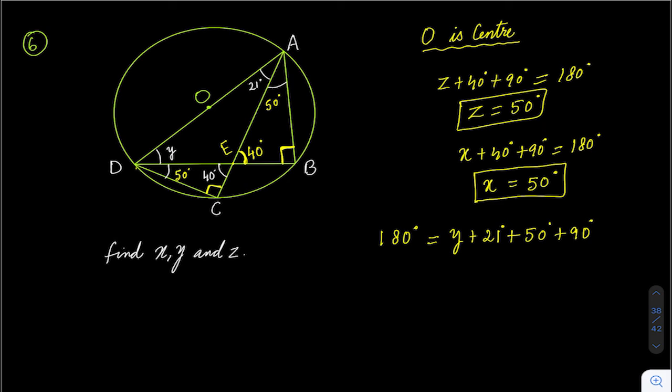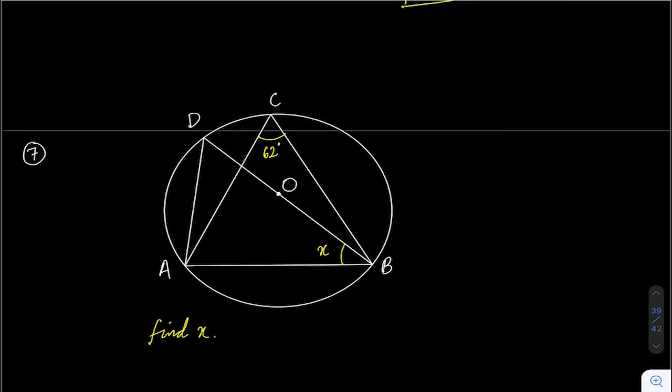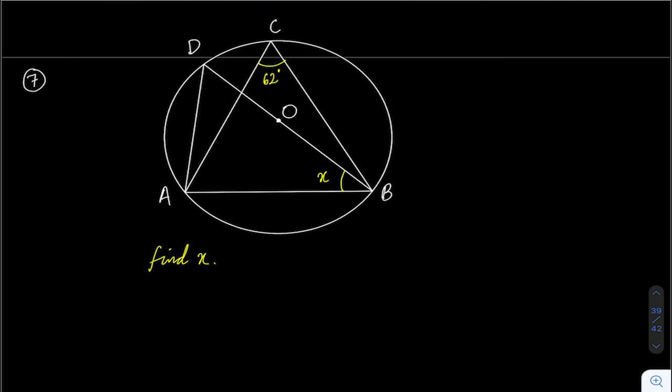So from this, let's see what value we are getting. 180 minus 140 minus 21. That is 19. So y is coming out to be 19 degrees. So that is my y value. X, Y, Z. I hope everyone is clear. Okay, let's move forward.